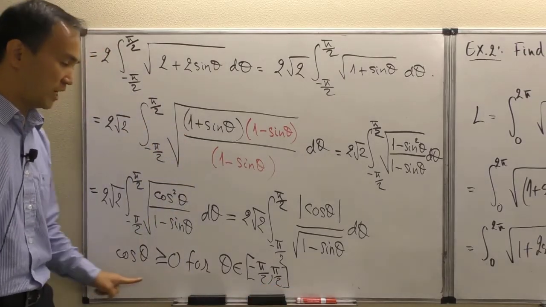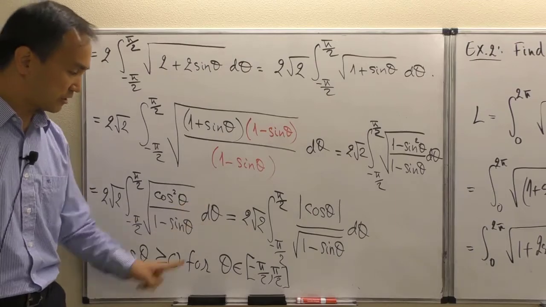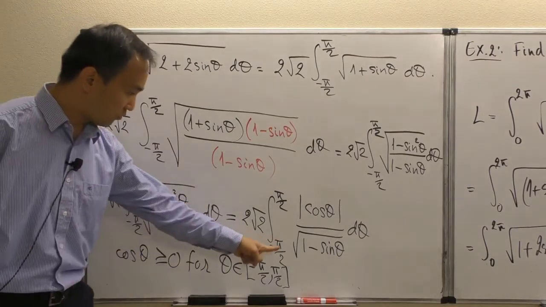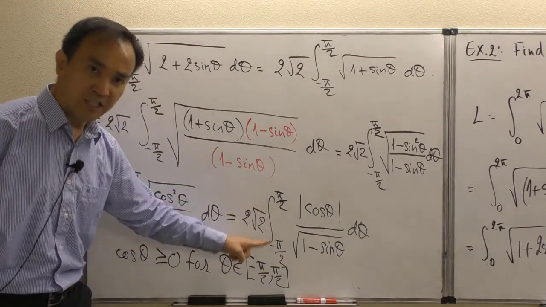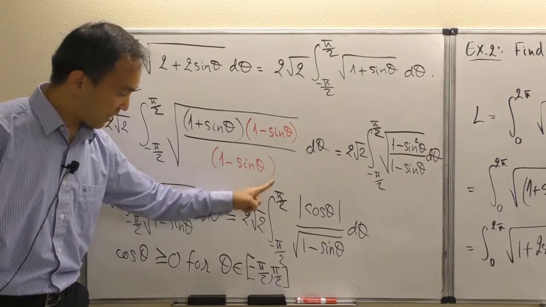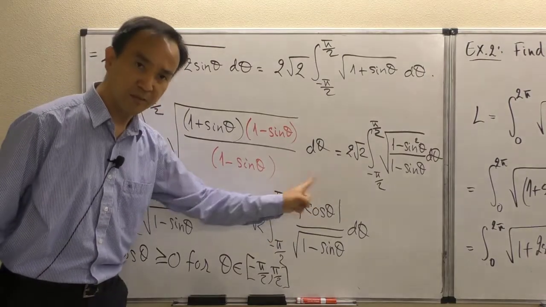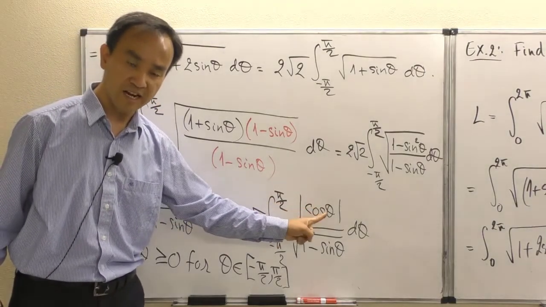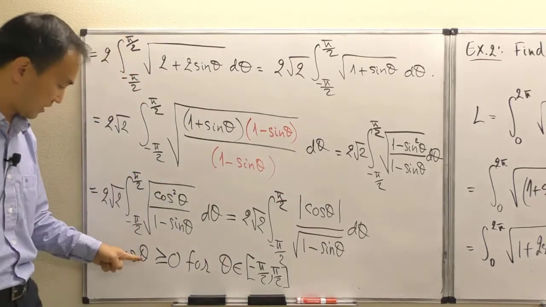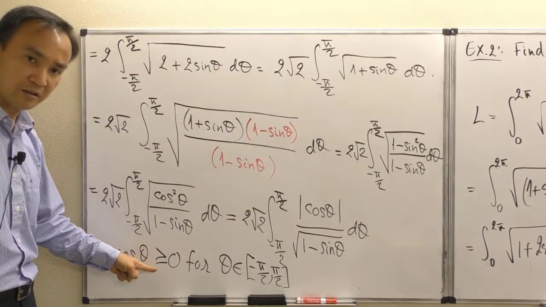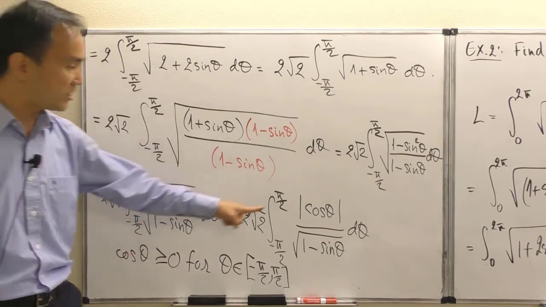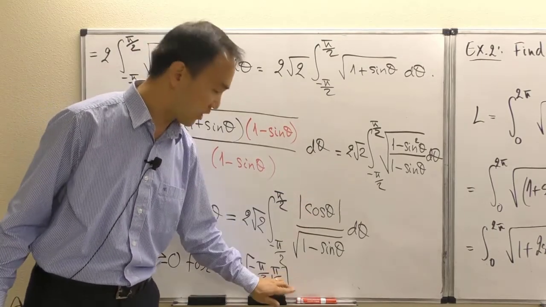Now why do I use this fact for this particular problem? Because in that way we know that with our interval from minus pi over 2 to pi over 2, we can rewrite this simply as cosine of theta without the absolute value sign, because the cosine of theta itself is already greater than or equal to 0. So there's no need to write that with the absolute value any further.